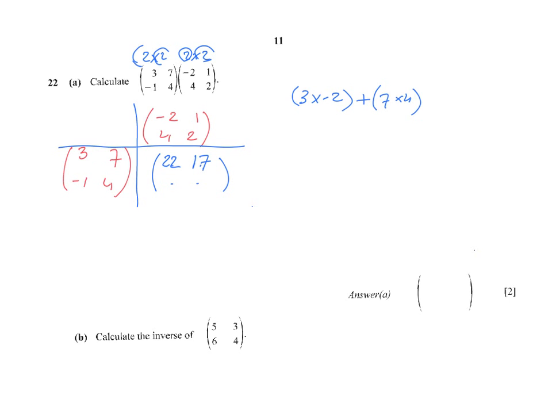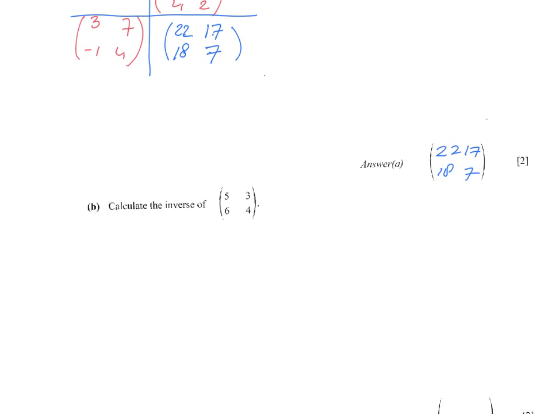Moving down, so we're moving down here too. For this one, it's minus 1 times minus 2 plus 4 times 4. And if you do that correctly, you're going to get 18. And the last one, minus 1 times 1 plus 4 times 2. And that is 7. There you go. So that is the answer. You have to write it here. So 22, 17, 18, and 7.